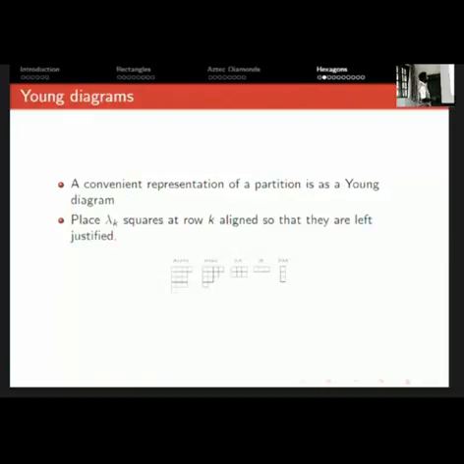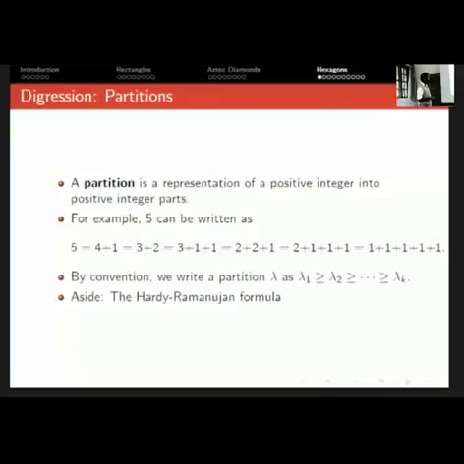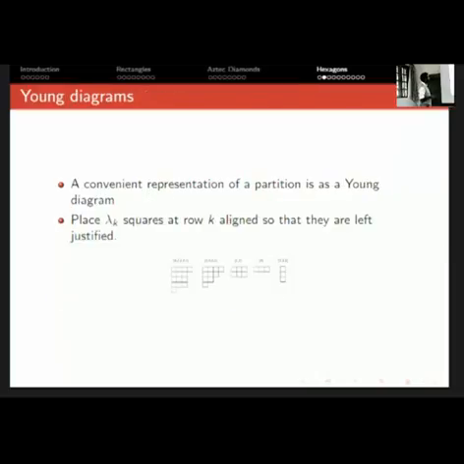Okay, now let's get to tilings. One can represent a partition using something called a Young diagram. You remember the partition is written as lambda 1 up to lambda k. You place lambda k boxes in the kth row, left justified. That's a partition. For example, this is the partition 4, 3, 3, 3, 1, and this is the partition 3, 3. All of these are valid partitions. Being a partition means that the rightmost line goes down and left and never goes right.